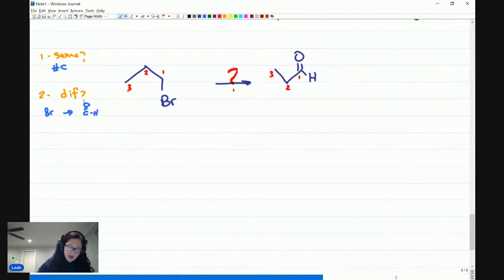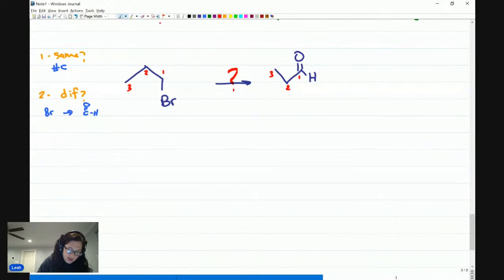If I don't know how to go from a bromine to an aldehyde, is there something else that I consider? What if I completely disregard the fact that I'm starting with a bromine and simply ask, what reaction do I know that can give me an aldehyde from anything else? Well, what can give me an aldehyde? The easiest one is oxidation.